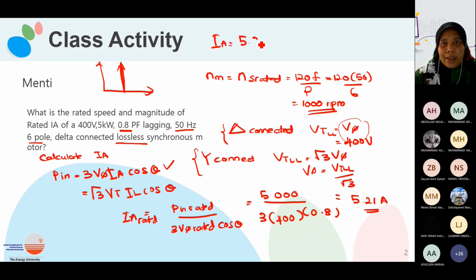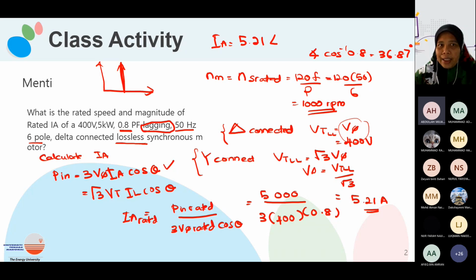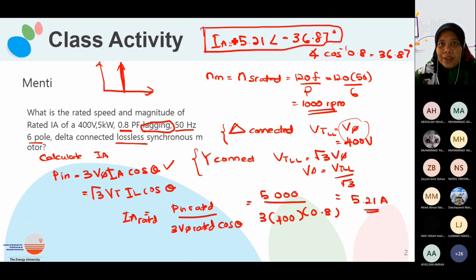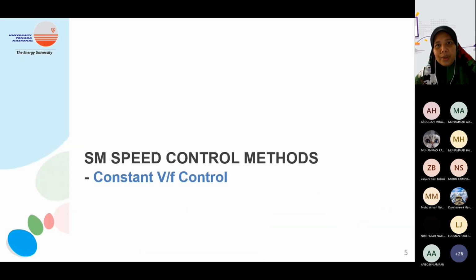So now, if I want to find the angle for the current IA, what is its angle? It's not in the question, but I want you to find the angle. What's the angle for IA? Anybody? 36.87. How did you get it? Inverse cos 0.8. So inverse cos 0.8 gives 36.87. Is it like this, just 36, or is there a minus? It's lagging. The power factor is lagging. So the angle for the current is equal to negative 36.87. Okay, so the current must have an angle, because it is a three-phase motor. Can you follow so far? Okay. So, that's it for this part.